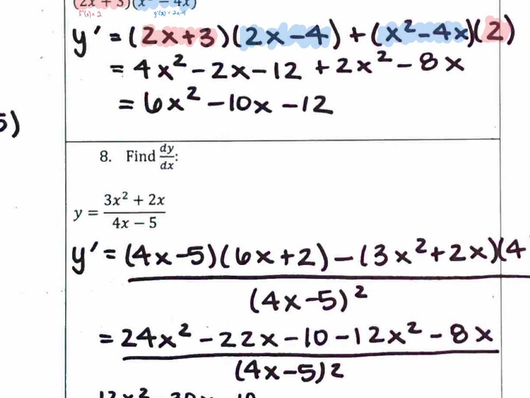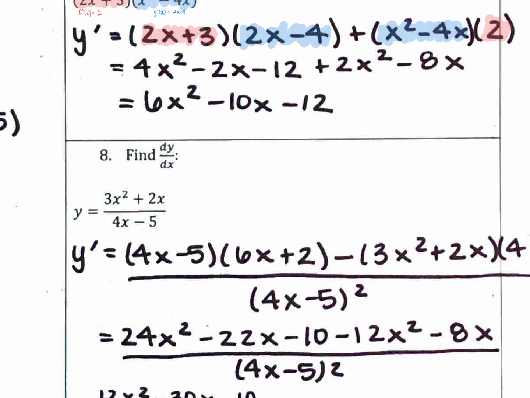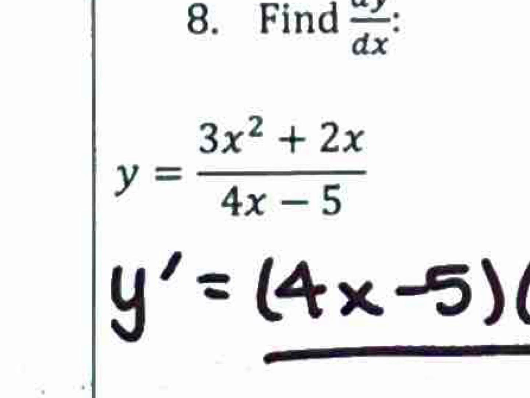All right, next up, quotient rule. Remember, quotient rule, low d high minus high d low all over the square of what's below. Look at that stellar penmanship. Not. All right, so here's our original function. Here's our numerator function. Here's our denominator function.